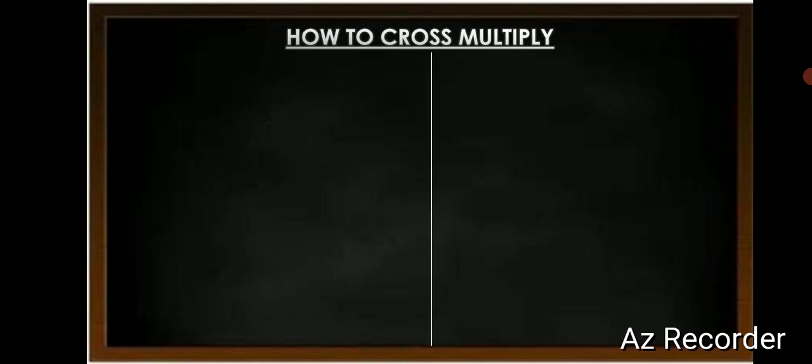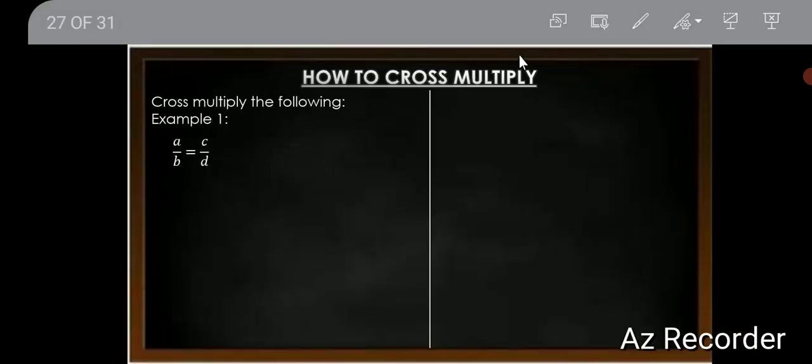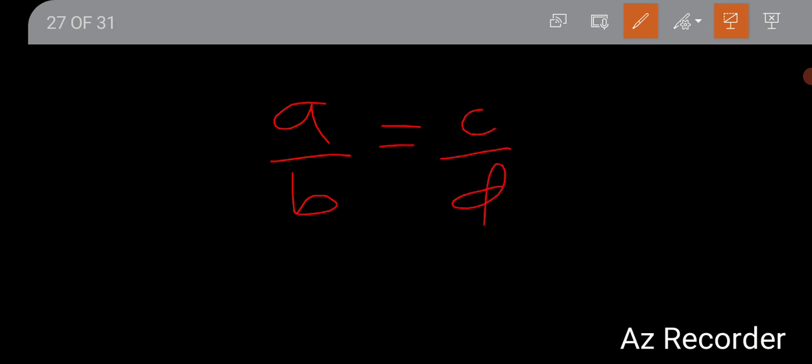Now let's take a look at how to cross multiply. We'll take a look at how to cross multiply by considering some examples. We have the first one here, a over b equals to c over d. In order to understand cross multiplication proper, let's go to a blank slide. Okay, if we have a over b equals to c over d, cross multiplication takes an x shape, an x form, as we can see.